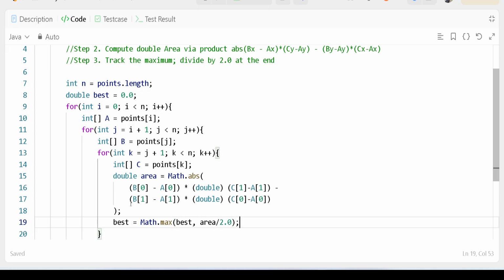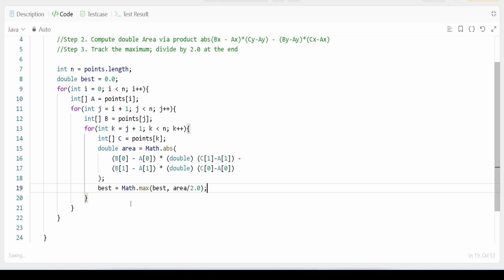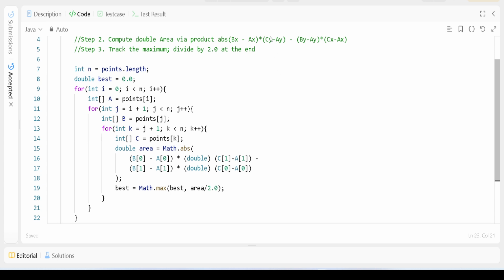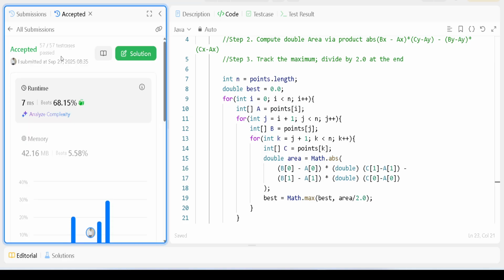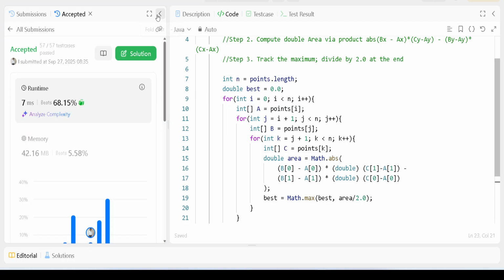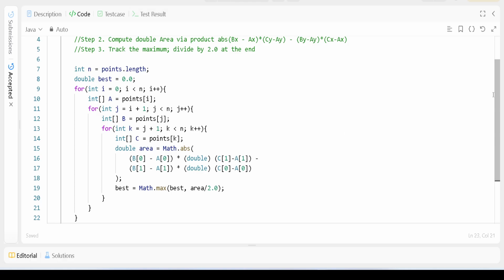Okay, once these are done, you just need to do what? After this loop, you will return the best. Let's submit this. Oh, I should compile this first. So working fine, right? It's a very easy problem, don't need to worry.